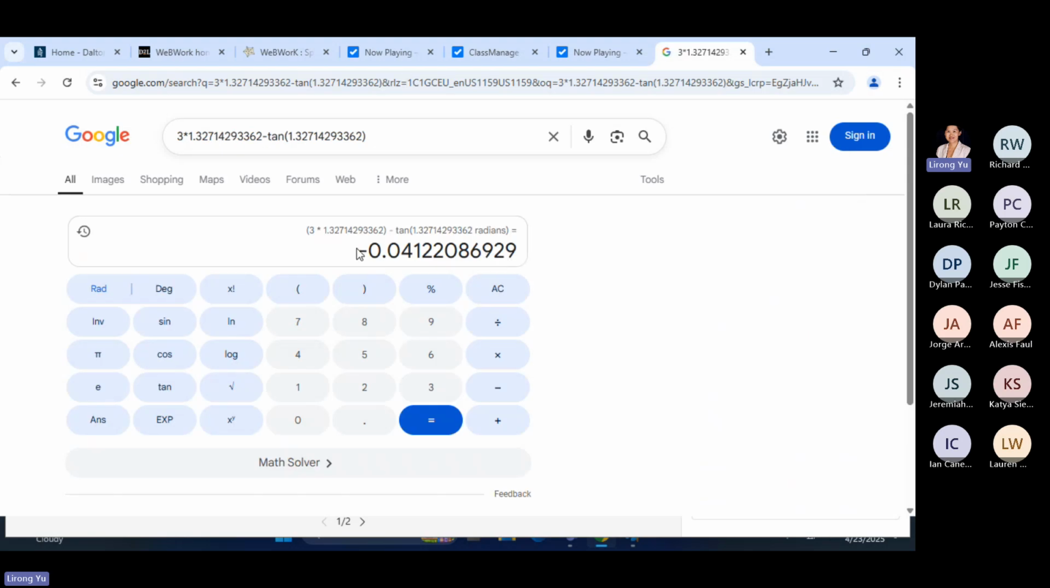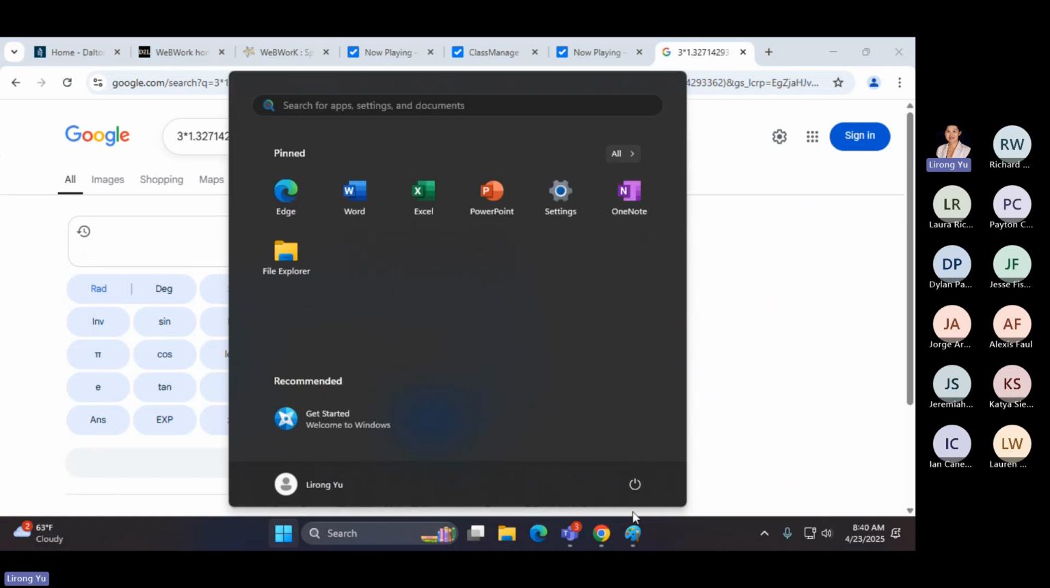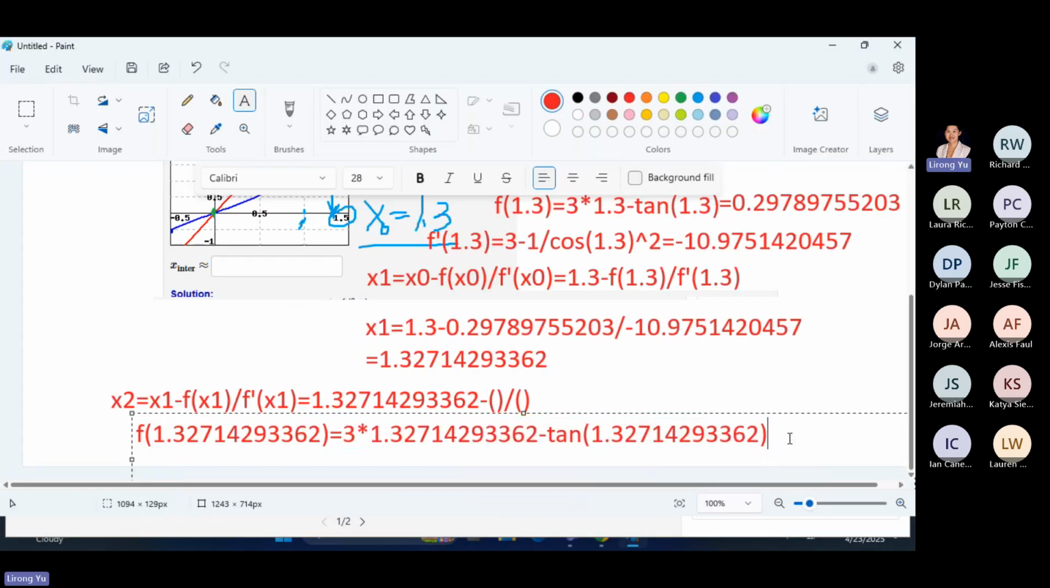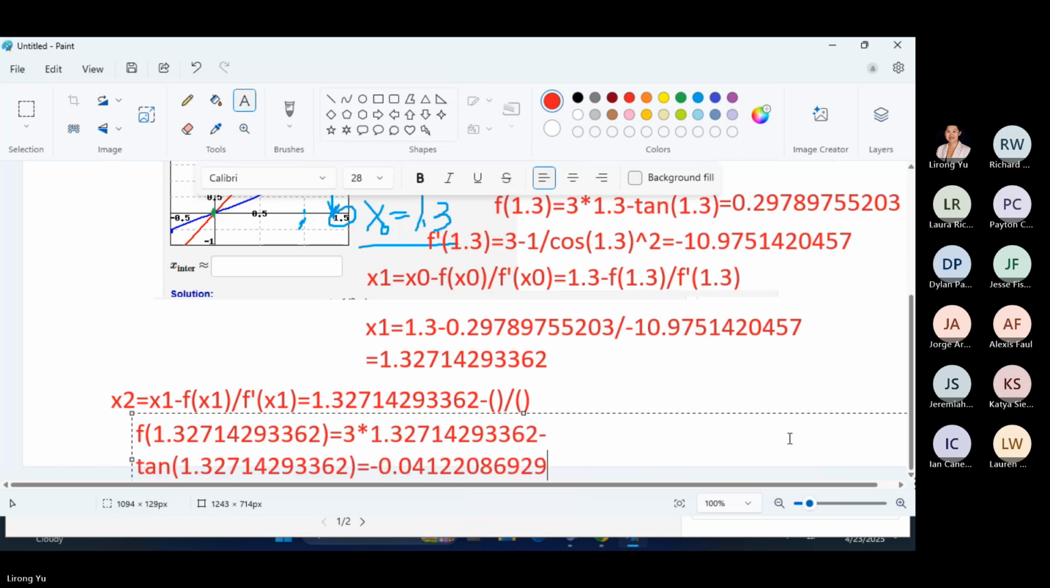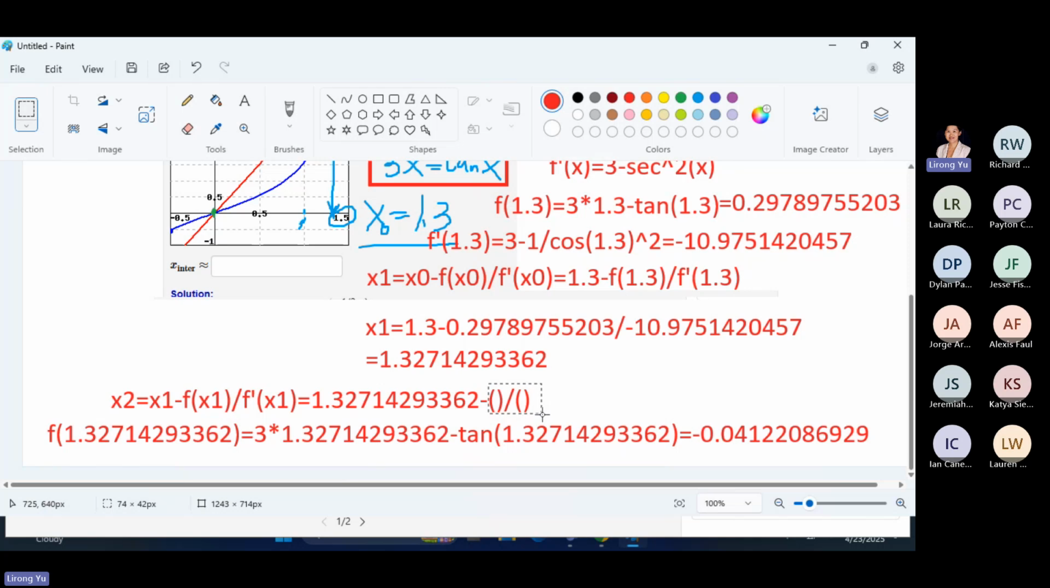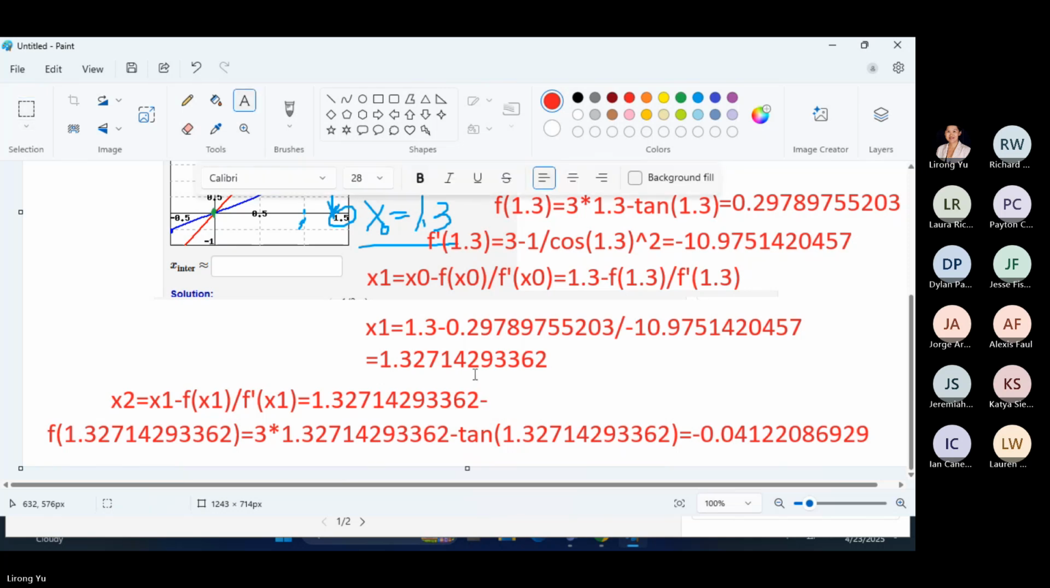So you can see it's pretty close to 0. This is equal to this number, and then let's try to fit them in one line. And that goes into the numerator. Put it in here. Okay, so that's the numerator.